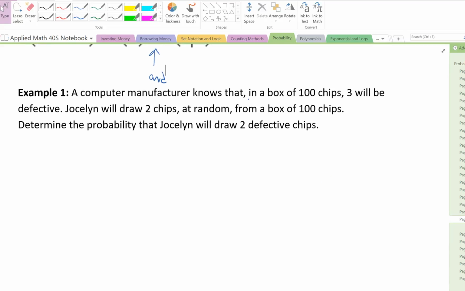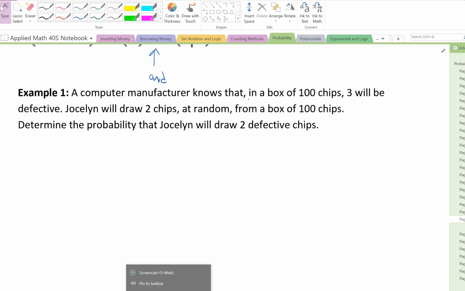It says a computer manufacturer knows that in a box of 100 chips, 3 will be defective. Jocelyn will draw 2 chips at random from a box of 100 chips. Determine the probability that Jocelyn will draw 2 defective chips. In order to solve this, we're going to draw a tree diagram.